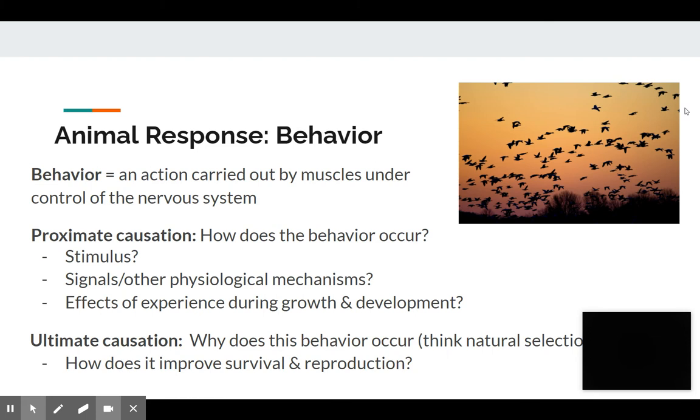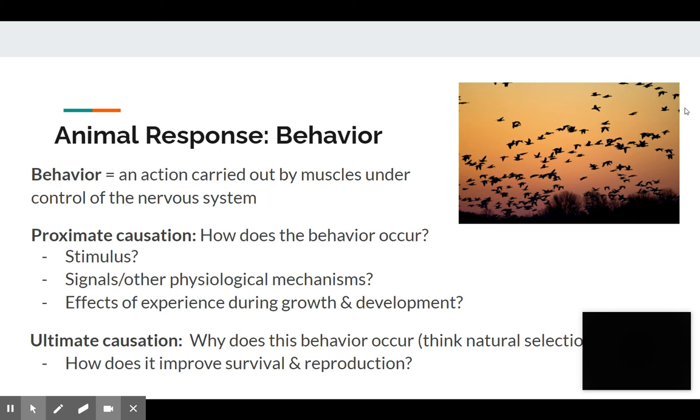So we have an example here, this picture of birds migrating, which is a behavior that we see a lot of at this time of year. So think about this in terms of proximate causation. What do you think causes birds to migrate? What's the stimulus they're responding to? What effects during growth and development might lead them to this behavior?